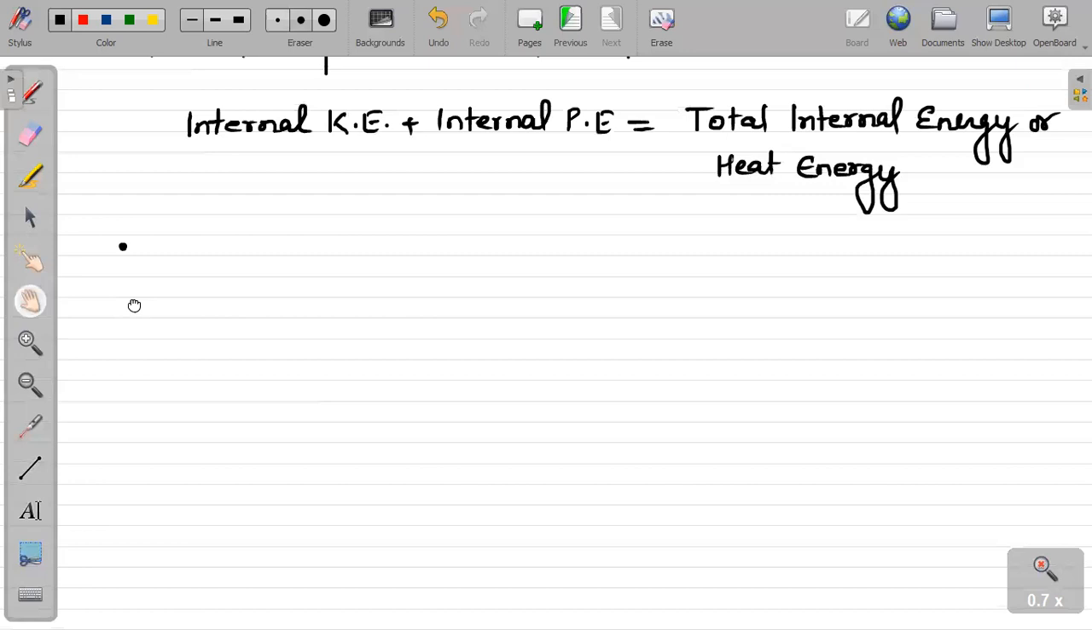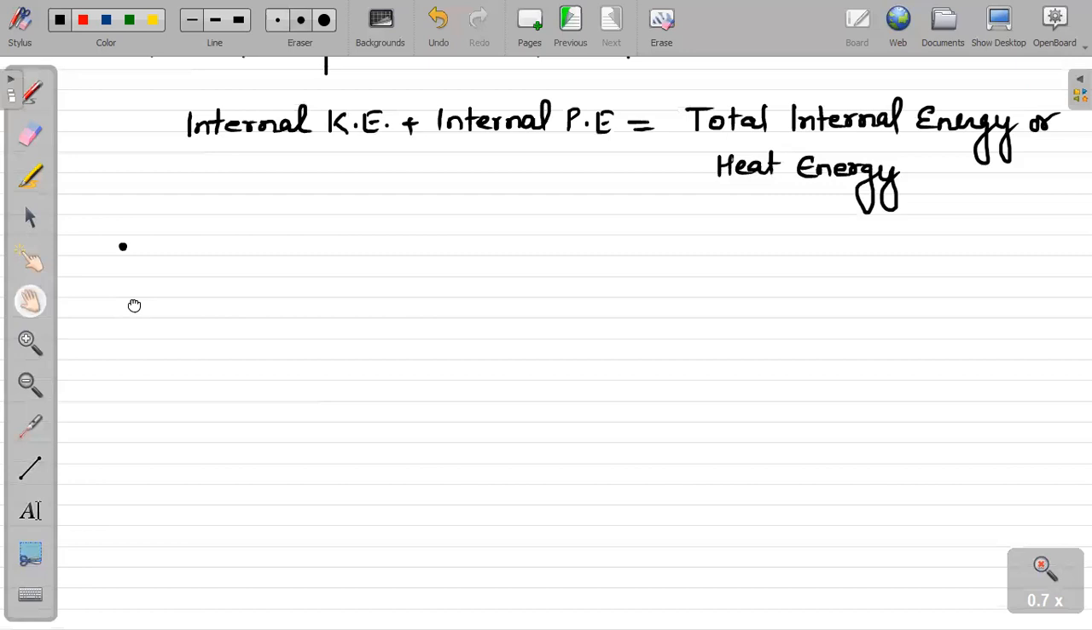The reason is that on heating a substance, the average intermolecular separation between the molecules of a substance increases, while on cooling it decreases. Hence, the size changes. ठीक है? इसको underline कर लेंगे.